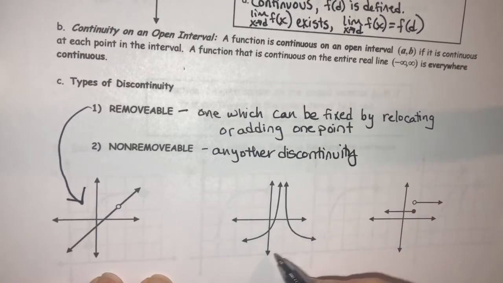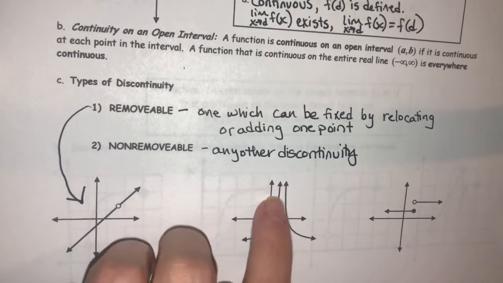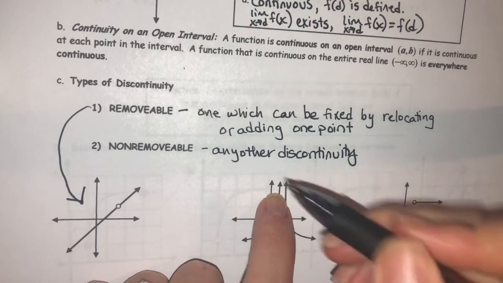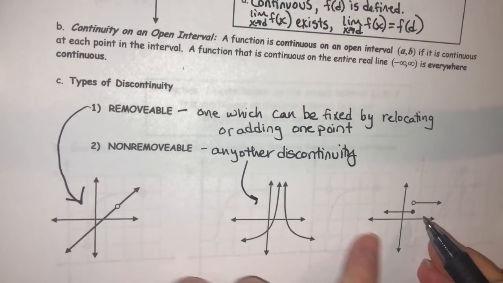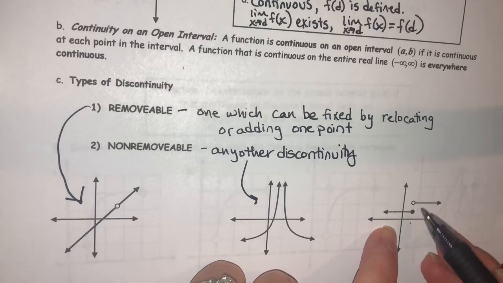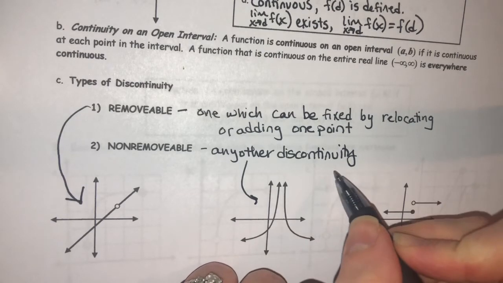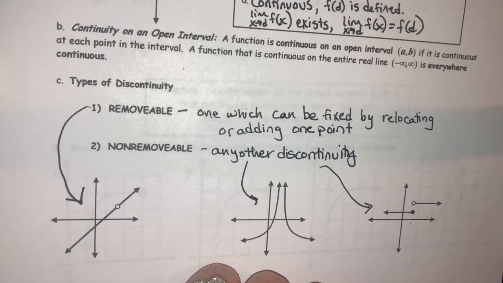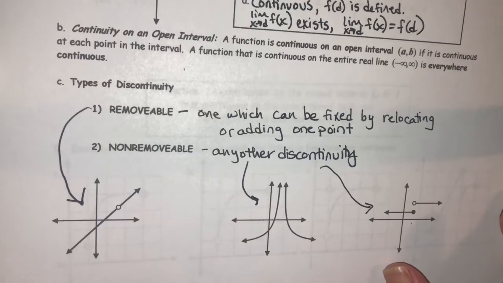So when you've got a vertical asymptote that a function is replacing, you can't just fill in one hole there and then all of a sudden it's connected. That doesn't work. Or if you have a piecewise function where the pieces are not connected, you can't just plug in a point and all of a sudden that's going to meet. So those are considered non-removable discontinuities.